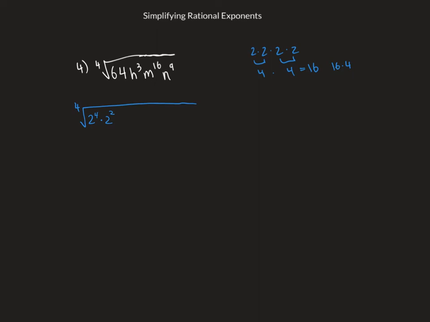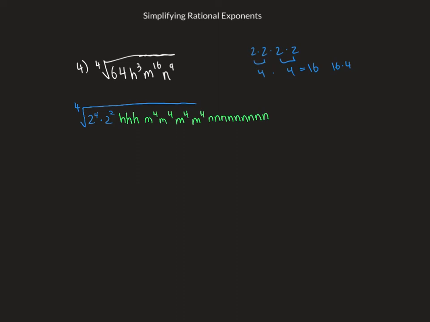Now we have h to the power of 3, so we can just break this down into h times h times h. And then m to the power of 16. We don't have to write out all of 16. You can just do m to the power of 4, m to the power of 4, m to the power of 4, m to the power of 4. And then n. So there would be 9 in there.